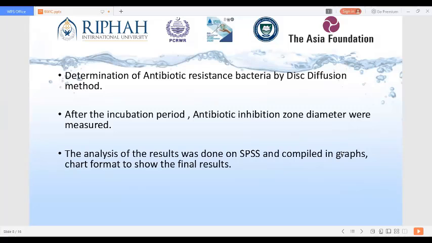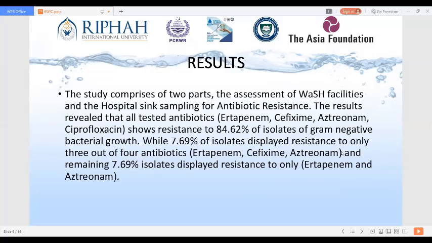And after the incubation period at 37 degrees, the antibiotic inhibition zone diameters were measured. The analysis of the results was done on SPSS, and then these results were compiled in the form of graphs and charts to show the final results.